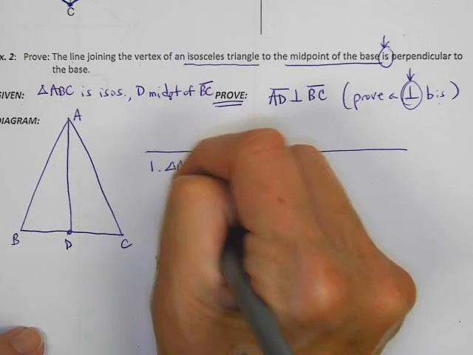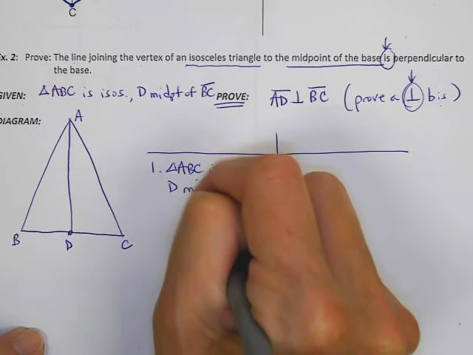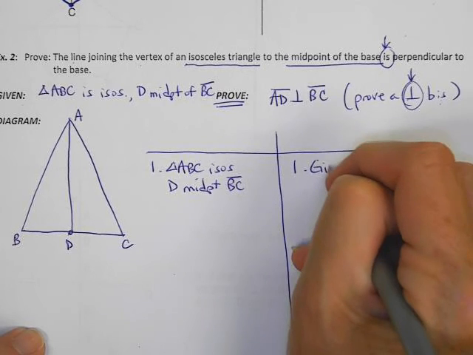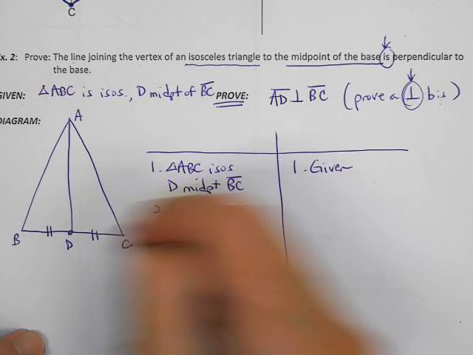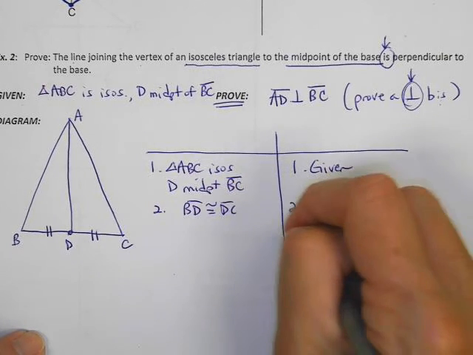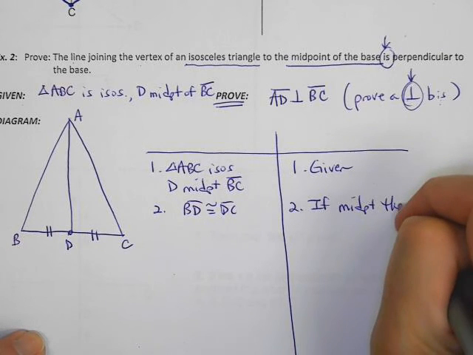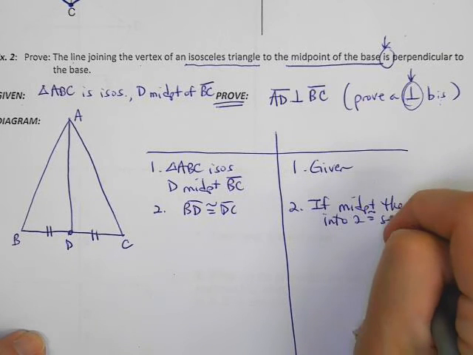So we have triangle ABC is isosceles, and we have D is a midpoint of BC. I'm going to start with the midpoint. I know BD is congruent to DC. If midpoint, then divides into 2 congruent segments.